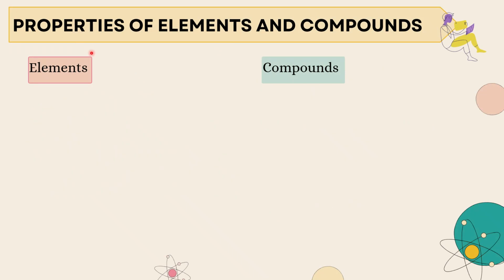Now our topic is properties of elements and compounds. When we talk about elements, we know that elements are nothing but a huge structure formed by the atoms of the same kind. And when we talk about compounds, they are nothing but the structures which are formed out of different atoms bonding together. So these different atoms, when they bond together, result in the formation of what? Compounds.